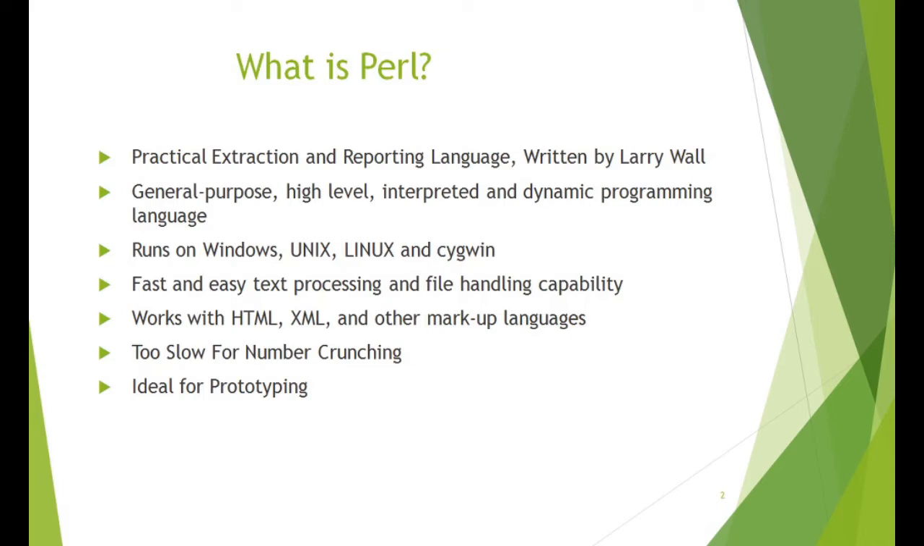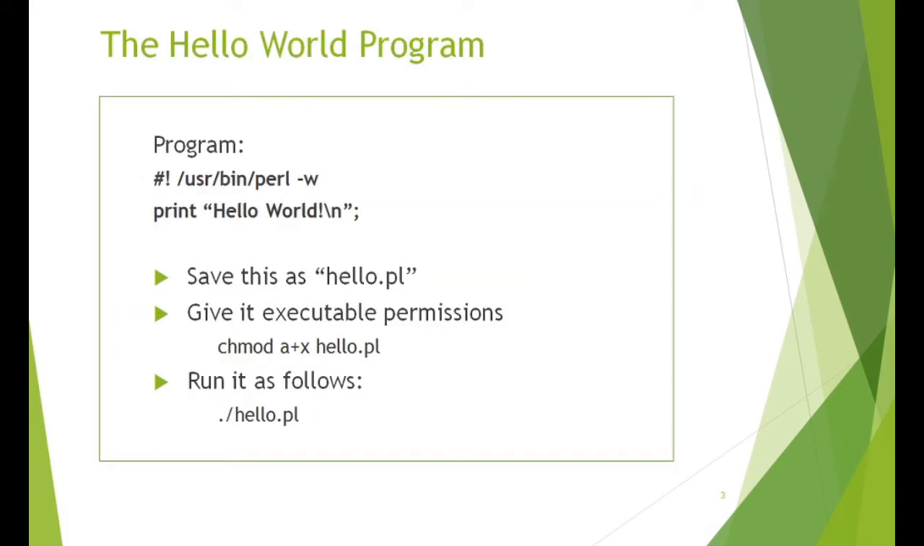Perl also supports Unicode. Perl takes features from many languages like C, BASIC, stream editor sed, and awk. It has fast and easy text processing and file handling capability, and it works with HTML, XML, and other markup languages, but it is not suitable for number crunching problems. It is too slow for number crunching, but it is ideal for prototyping.